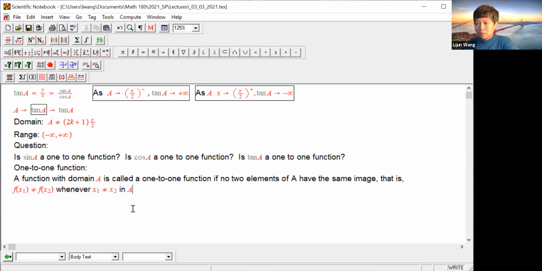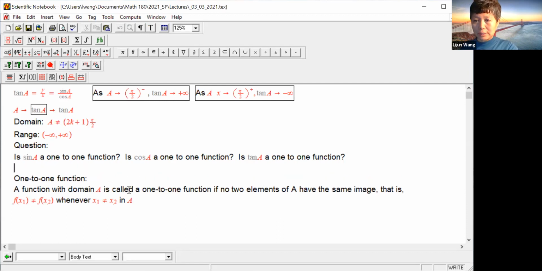All right. I want you to use this definition to judge if any one of these functions is one-to-one. I'm going to give you a couple of minutes. You use a definition to determine whether something is or is not. We've done this before.